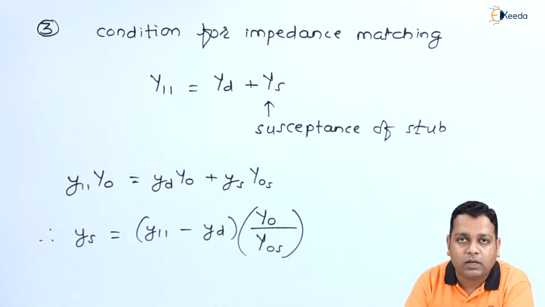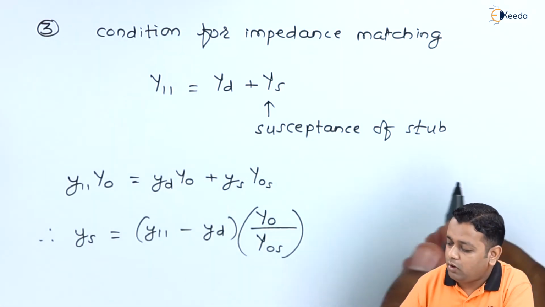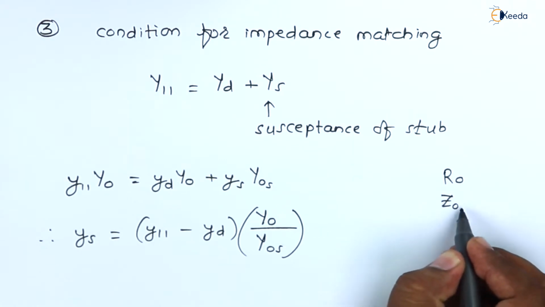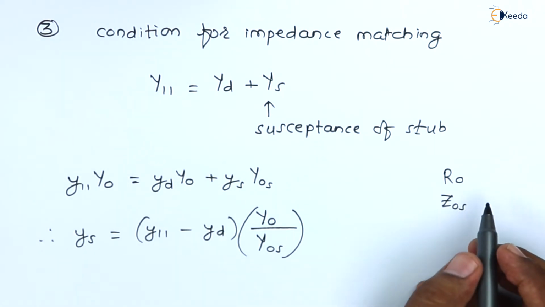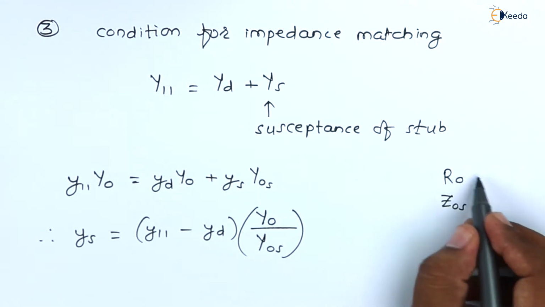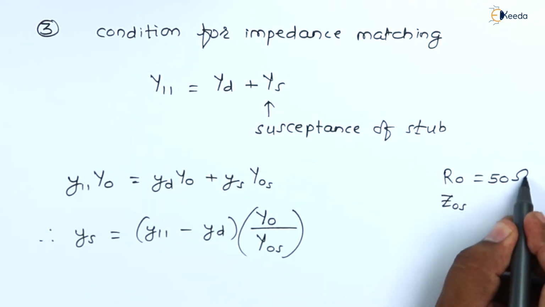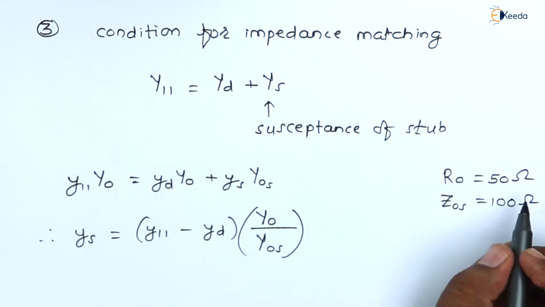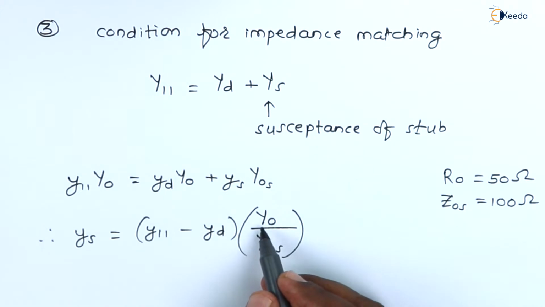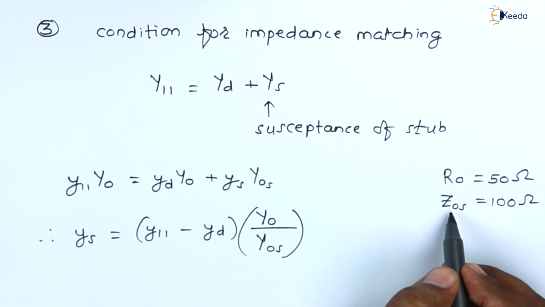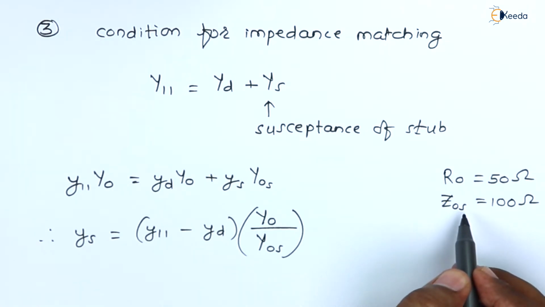Now as per the problem statement, the characteristic impedances in the form of capital R0 and capital Z suffix 0s, we can say, are provided to us. For the microwave transmission line, R0 is equal to 50 ohm, and for the stub it is of 100 ohm. And we know that the admittances are the inverses of R0, and for the stub it is inverse of Z suffix 0s.